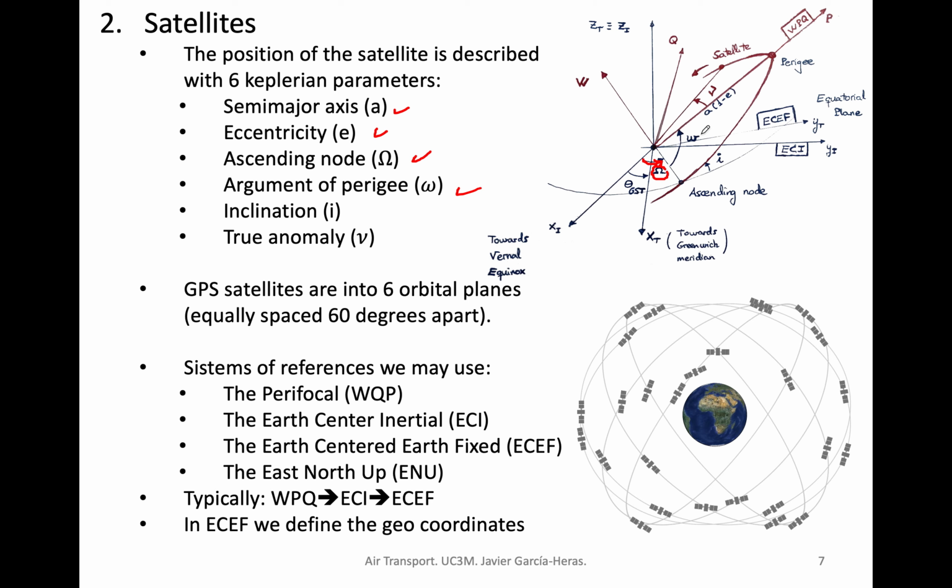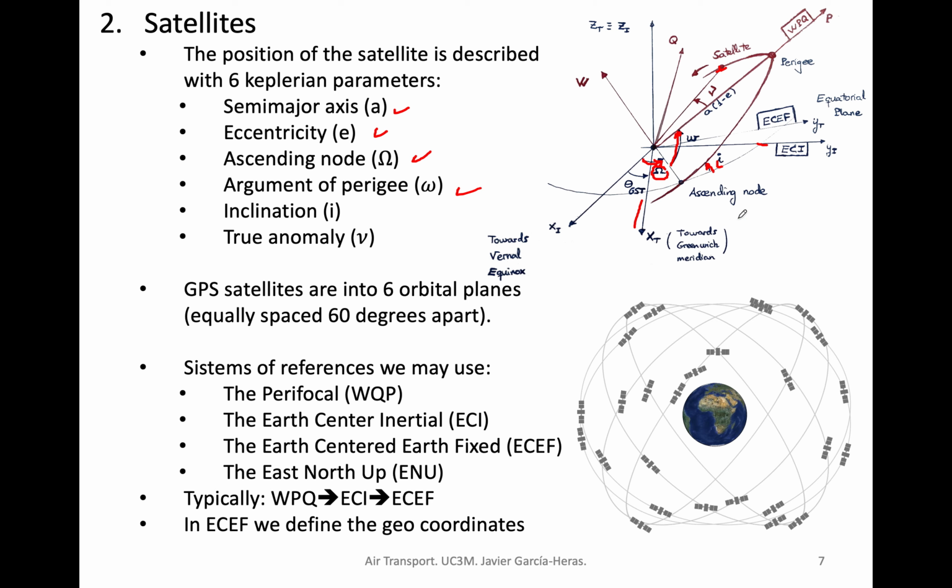which is the position of the perigee with respect to the x, y plane over here. The inclination is this angular axis, and the true anomaly is the angular position from the perigee where we can find our satellite. So with these 6 parameters, we are able to locate the satellite.